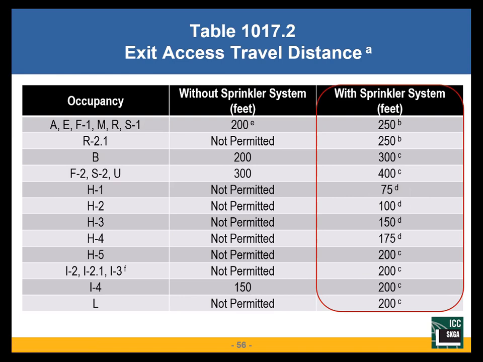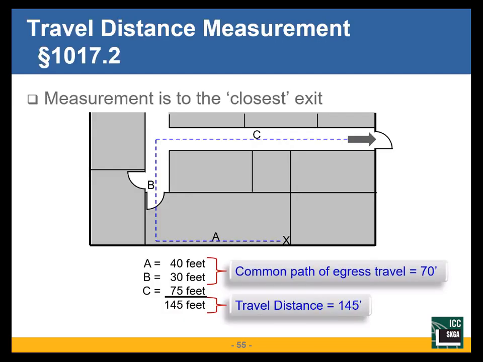So we go to this table to determine what's the maximum travel distance to an exit. And an exit is one of those 7 items. Even if this is a fire-rated corridor, 1-hour corridor, this would be the proper measurement to an exit.